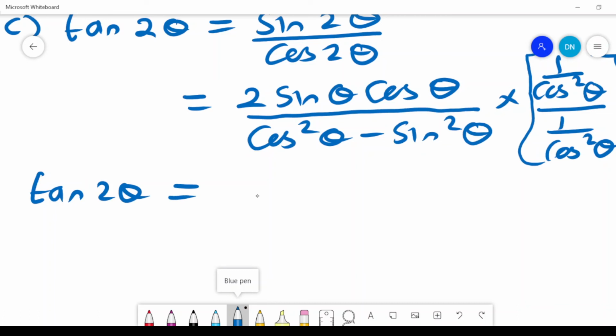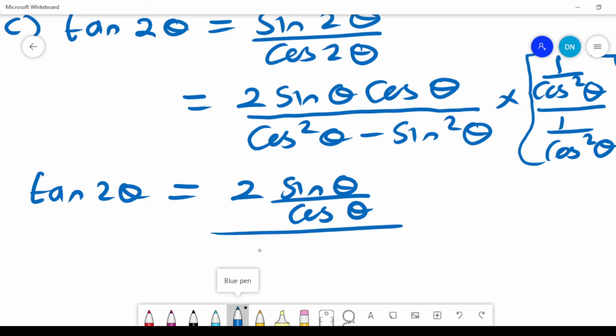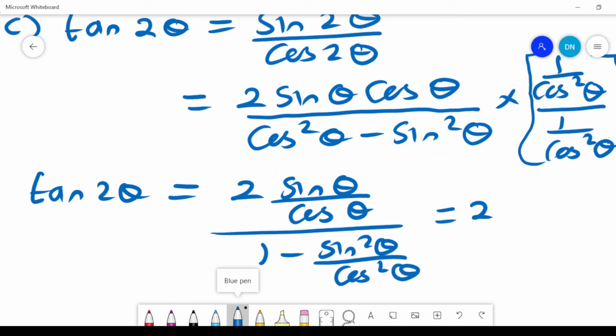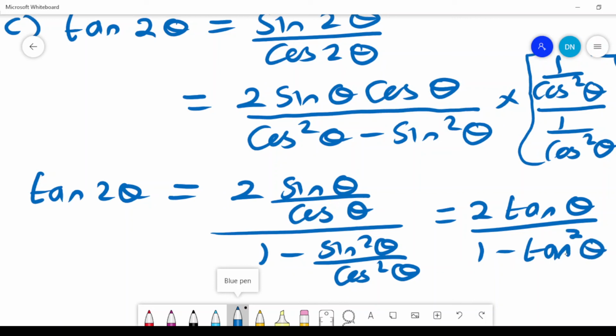Tan 2 theta is equal to 2 sine theta over cos theta divided by 1 minus sine squared theta over cos squared theta. And therefore, that will give me 2 tan theta over 1 minus tan squared theta. So tan 2 theta is equal to 2 tan theta over 1 minus tan squared theta.